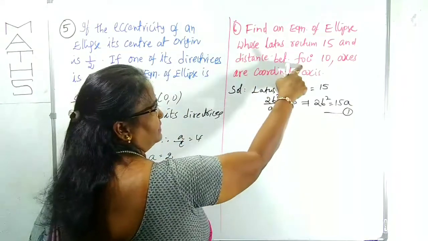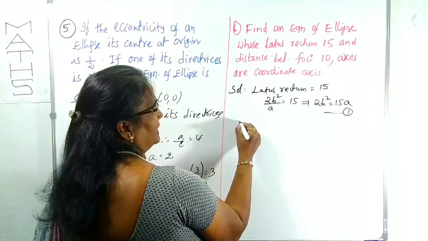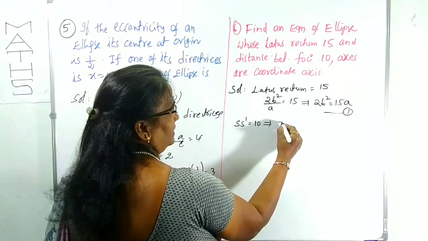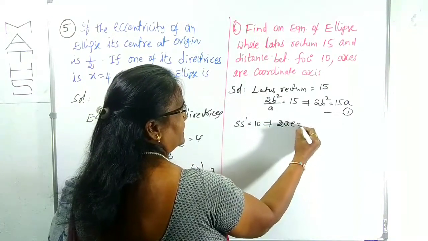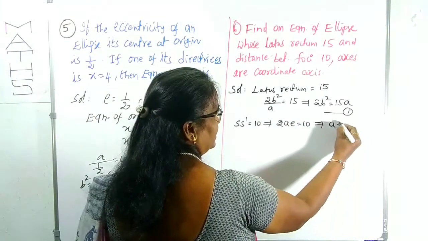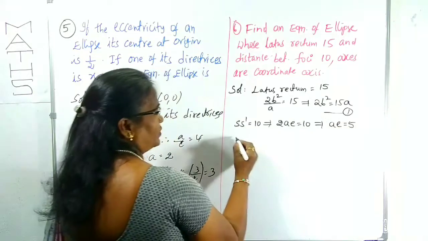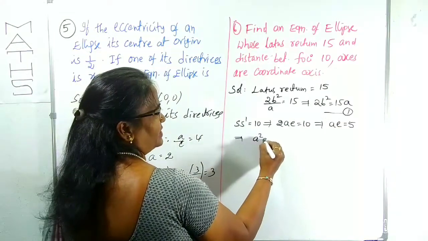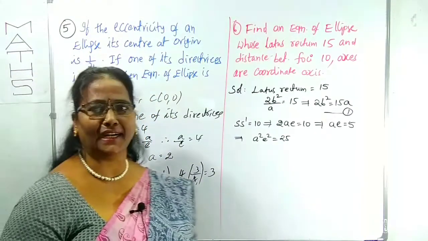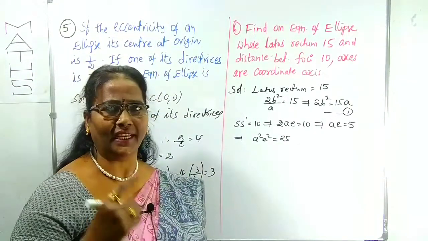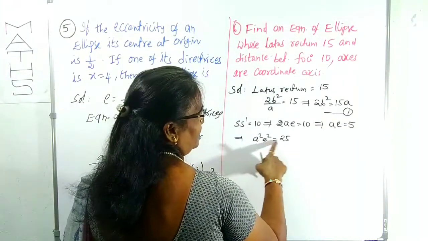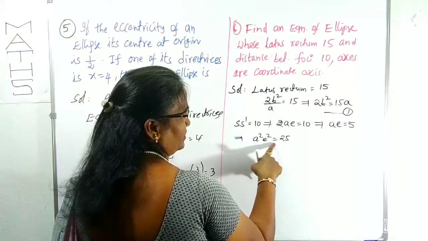And the distance between the foci, SS dash, is given as 10. What is SS dash? Yes, you are right, that is 2ae is equal to 10. Simply from this we get ae is equal to 5. Squaring, a square e square is equal to 25. Finally, we want a and b, then we can find the equation of the required ellipse. a square e square is equal to 25.